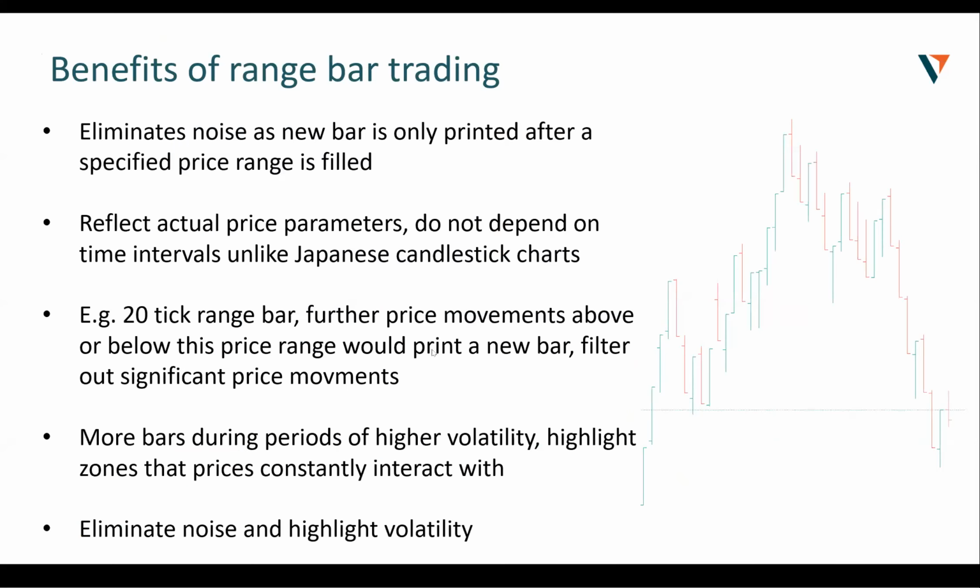So in this case, in order for a new bar to be created, you need price to exceed this 20 tick. If you have a range specified at 20 tick, you need price to move beyond this 20 tick range before a new bar can be formed. By doing this, it helps to filter out most of the noise. Small price movements would not create a new bar, and it helps to highlight volatility as well, so periods of high volatility.